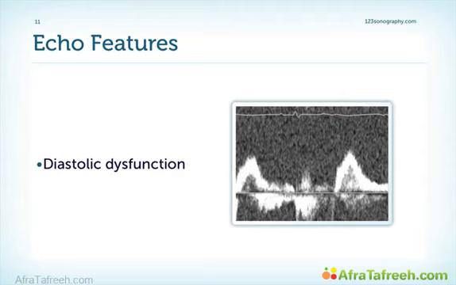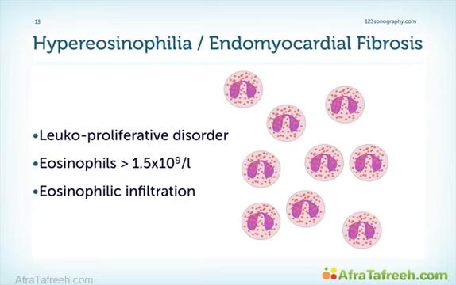In addition to the typical 2D findings, you will find Doppler features of restrictive cardiomyopathy, of diastolic dysfunction, as in this example where we have a restrictive filling pattern with a very high E wave and a very small A wave.